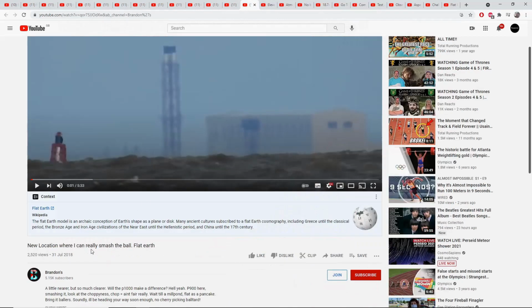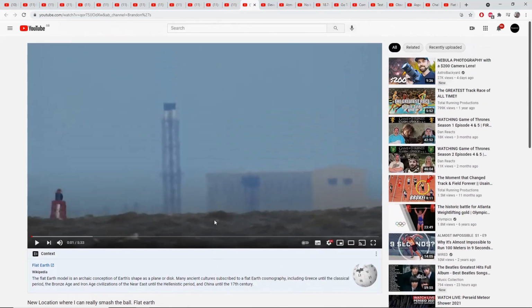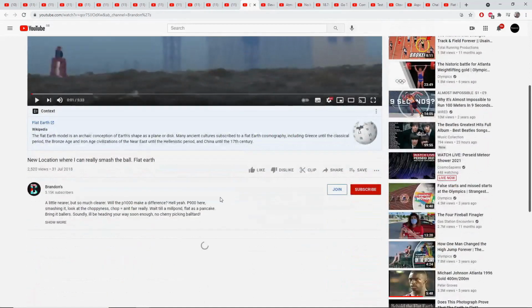A new location where I can really smash the ball. Now, in this particular occasion, we actually see half of the buildings of Barrow missing by water, but this isn't actually the curvature of Earth. This is just the tidal bore that happens in this location, which at this time I was unaware of. And I got a lot of stick for this, but I did actually find the information.